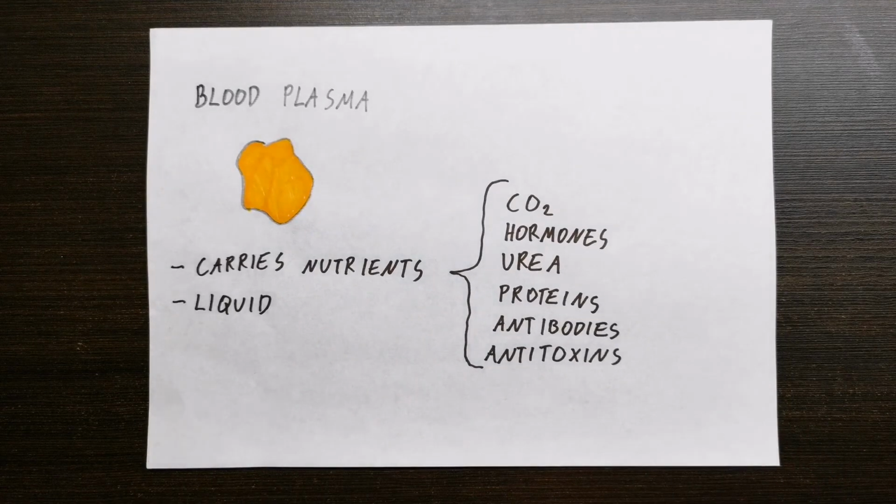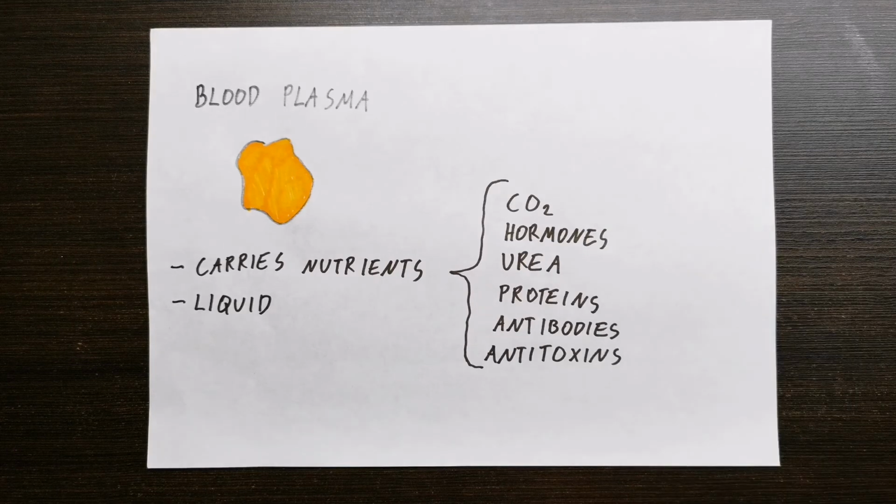There we go. So this liquid is called blood plasma. It's a yellowy straw-colored liquid. And it is not a cell, it's a liquid. So that's, I think, an important point to make. And so it's blood plasma. And this liquid is tasked with carrying nutrients. So while red blood cells carry oxygen, blood plasma carries pretty much all the other nutrients.